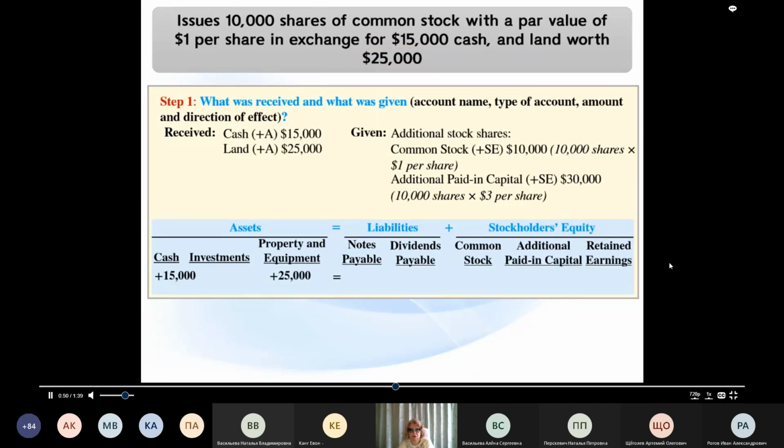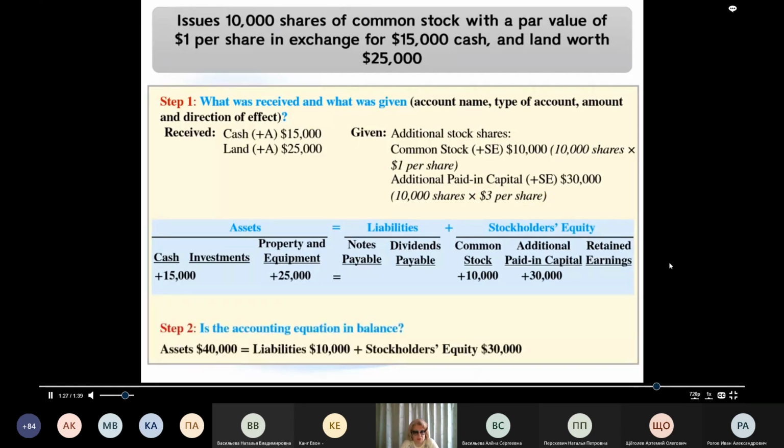When a corporation issues common stock, the amount received, which totals $40,000, or cash of $15,000 plus land of $25,000 in this transaction, affects two separate stockholders' equity accounts. The common stock account increases by $10,000, which is the product of the 10,000 shares issued times the $1 par value per share. The additional paid-in capital or contributed capital in excess of par account increases by $30,000, which is the product of the 10,000 shares issued times the $3 excess over par value per share.